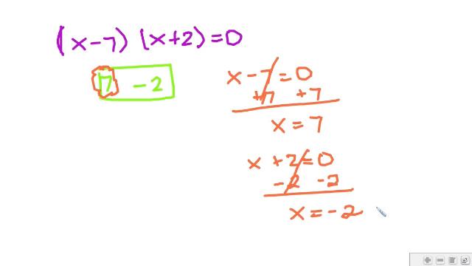So the shortcut way you can just think of it is that you're always going to take the opposite of each equation because you're setting it equal to 0. And you can always check these as well. Okay, let's try another one.